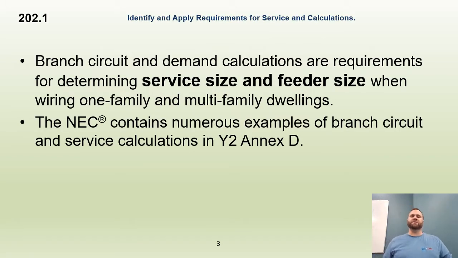Branch circuit and demand calculations are requirements for determining service size and feeder size when wiring a one-family or multifamily dwelling unit. The NEC contains numerous examples of branch circuit and service calculations in the back of the book in Annex D. So the NEC actually has written down examples of different types of service calculations for you in the back of the code book. It's a great form of reference when you're working through service calculations to use that annex. So I highly recommend checking that out at your convenience.